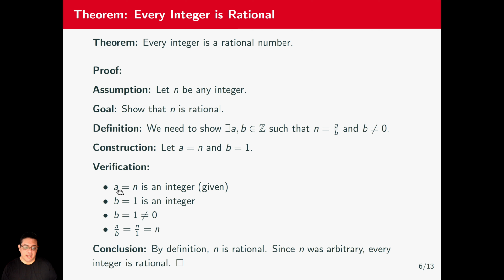As verification, a equals n is an integer, that's given. b equals 1 is an integer. b is different from 0. And I can represent a over b as n over 1, and that's going to be equal to n. So that will give me the conclusion: by the definition, n is going to be rational. Since n was an arbitrary number, every integer is going to be rational.